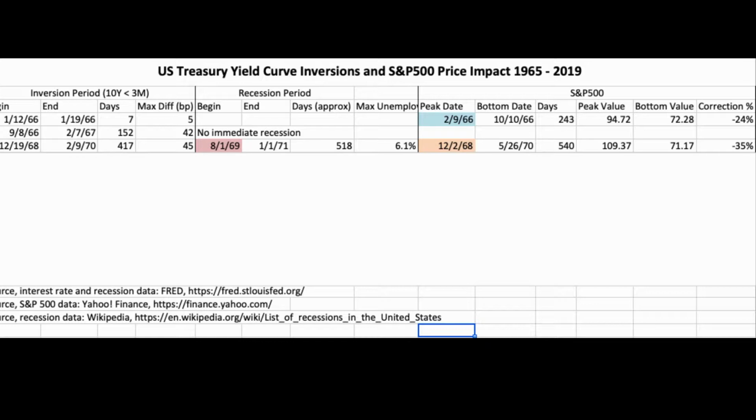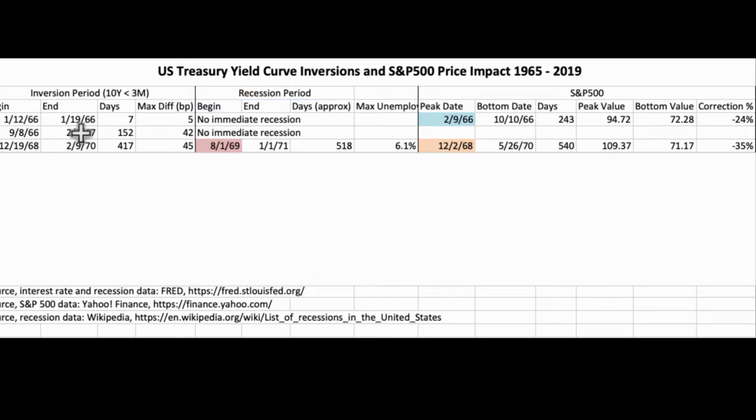So to help us get a better perspective on these yield curve shifts and the recessions that follow them, I put together this little spreadsheet so that we could track them. So in this column we have the yield curve inversion, how long it lasted and how big it was. A recession, if a recession followed, what the dates of that recession were, and what was the impact on the S&P 500. So on these first two dips of the yield curve, there was no immediate recession that occurred.